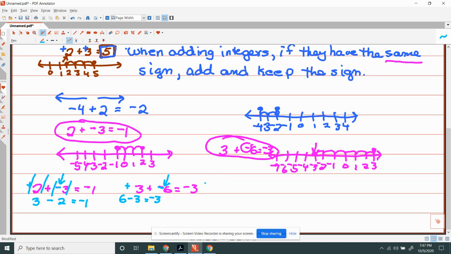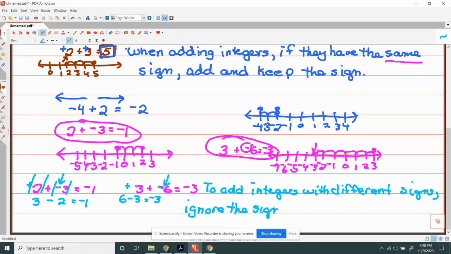So let's write the rule. To add integers with different signs, ignore the signs, subtract, and then take the sign of the larger number. And those are basically your rules for adding integers.